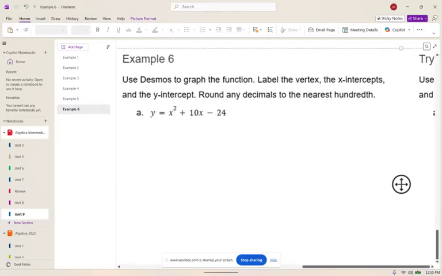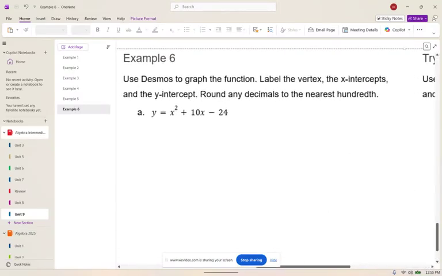Okay, guys, in this video, we're going to be looking at example 6, and our goal is to graph a function using Desmos. Okay, and so we need to know exactly what needs to make it into our graph when we graph in Desmos. We've got this function y equals x squared plus 10x minus 24.